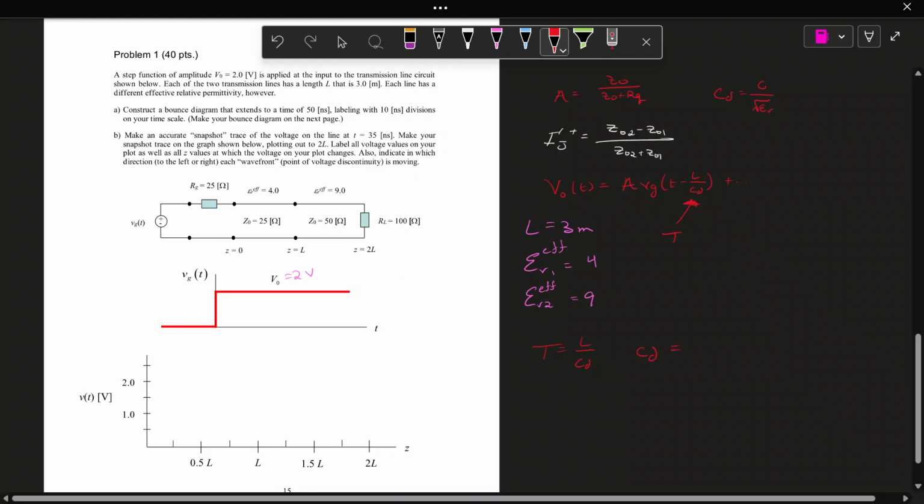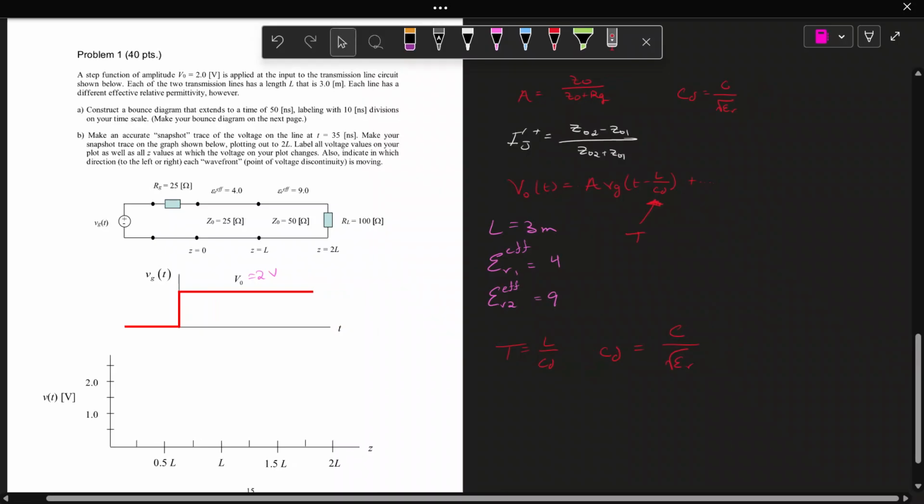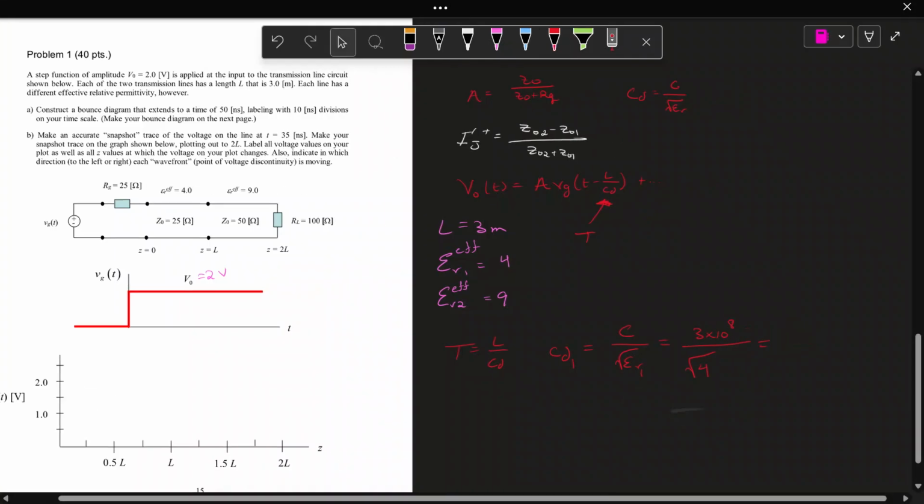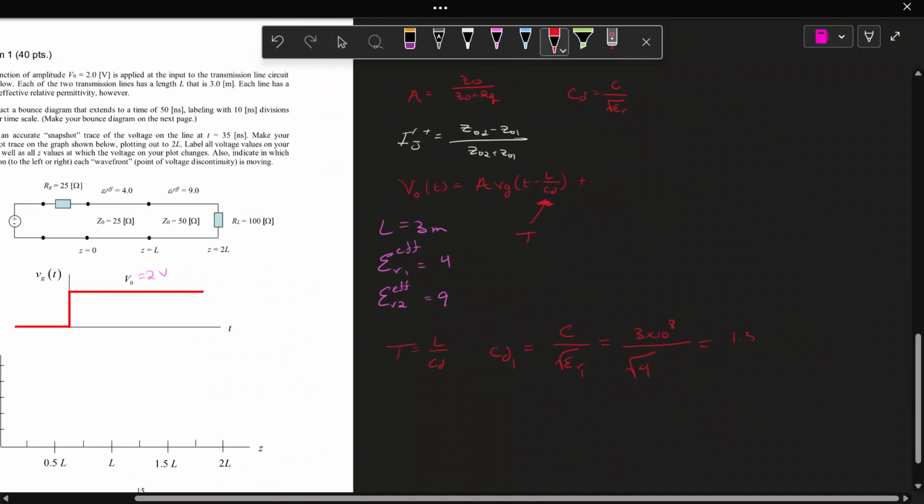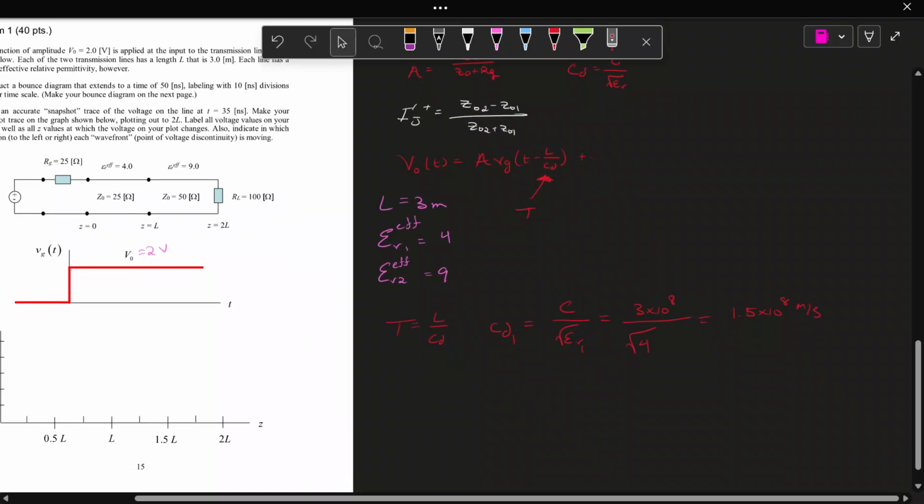The equation to find CD is given at the top of the screen: the speed of light over the square root of the relative permittivity. So we can label this CD1 and ER1, and this is 3 times 10 to the 8th over the square root of 4. This gives us 1.5 times 10 to the 8 meters per second. Now we need CD2. Hopefully I haven't lost y'all, and hopefully I've explained why we're trying to find this pretty well.